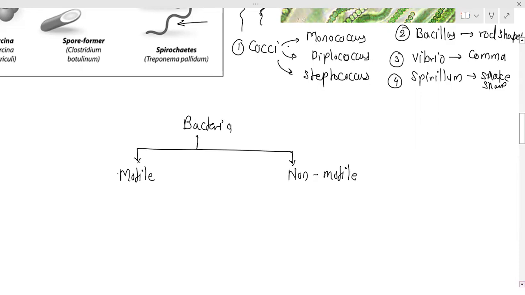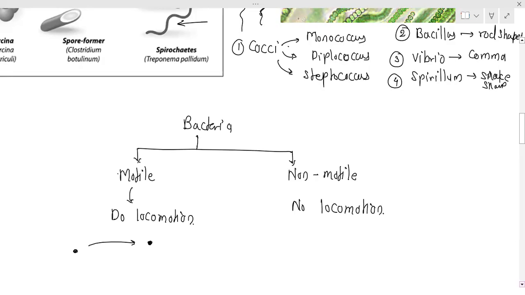Motile means it can do locomotion. Do you understand what locomotion means? Going from one location to another location. Suppose bacteria is over here. After some time, it can travel to here. Then it is motile. Non-motile means no locomotion. It cannot do locomotion.